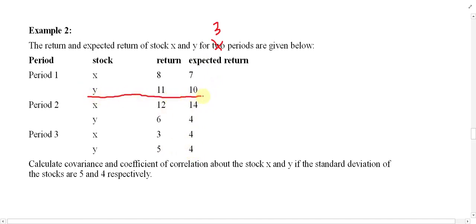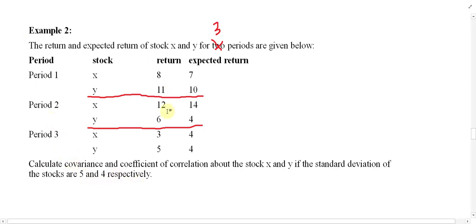Let me classify each period. So what is expected? Calculate the covariance and coefficient of correlation between X and Y if the standard deviations of the two securities are 5 and 4 respectively.